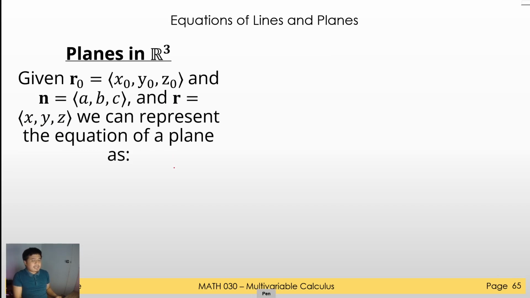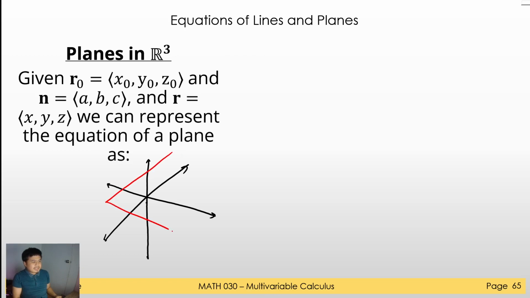Then we can represent the equation of a plane. If you can remember, let's draw an arbitrary plane. Let's say this is your 3D space, and let's create an arbitrary plane. We can imagine this plane as an infinite sheet extending in all directions. I will erase this for now. We can pick any arbitrary point here, let's say x, y, z.